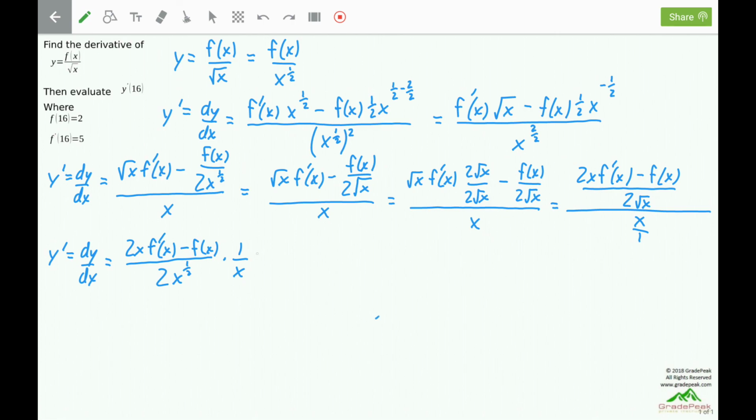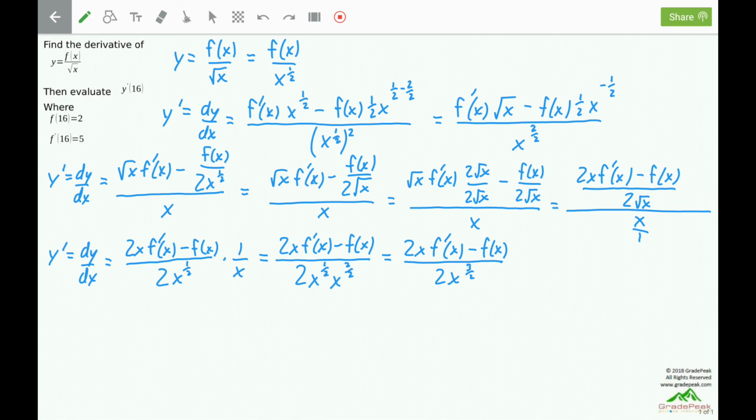So I have in the numerator 2x f prime of x minus f of x. All of that is multiplying with 1, so that will just remain as 2x f prime of x minus f of x. And in the denominator, I have 2x to the 1/2 and x to the 1, which I will call 2 halves. We can add their exponents together, so we have 2x f prime of x minus f of x, and all of this is over 2x to the, add 1 plus 2, 3 over 2. There's our derivative y prime.